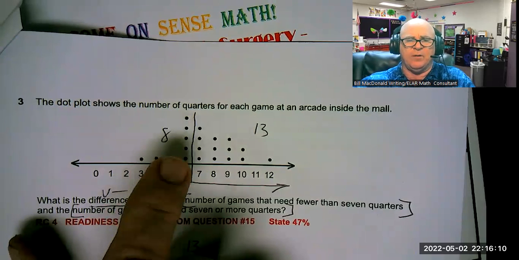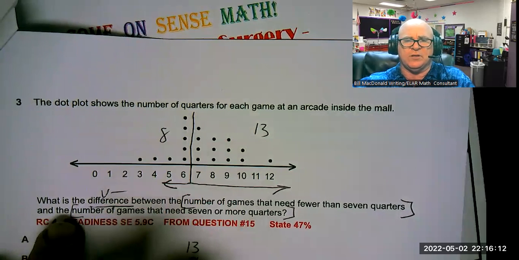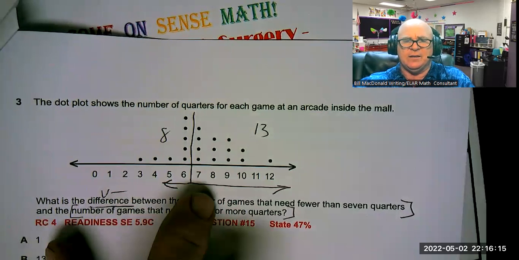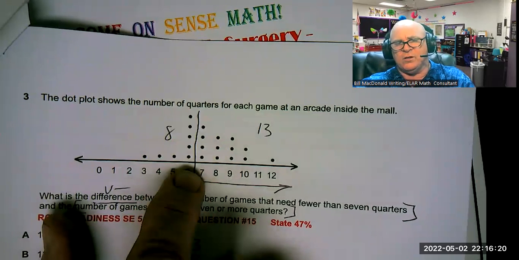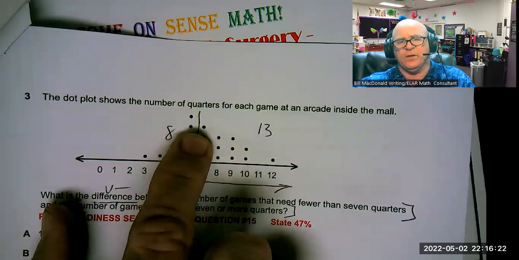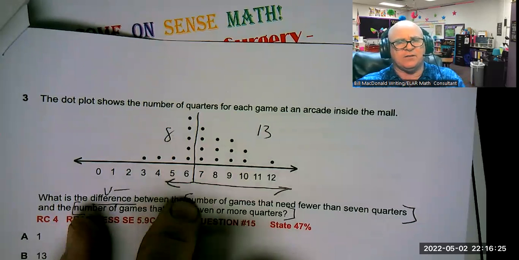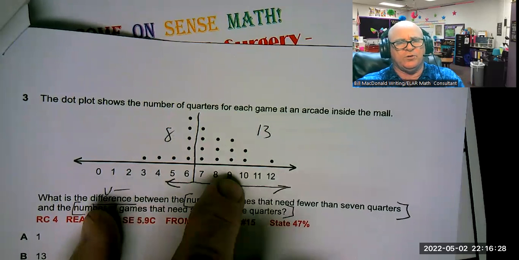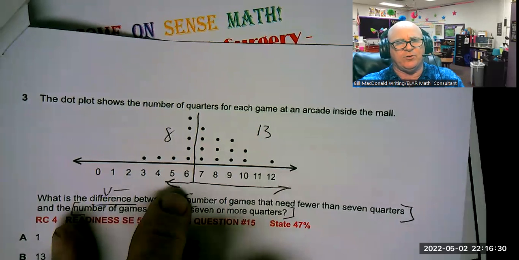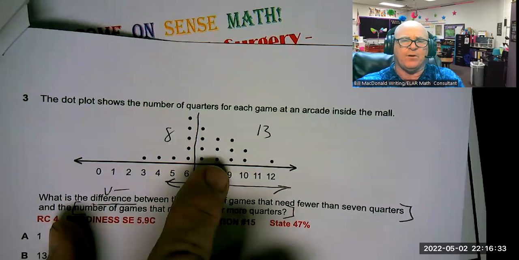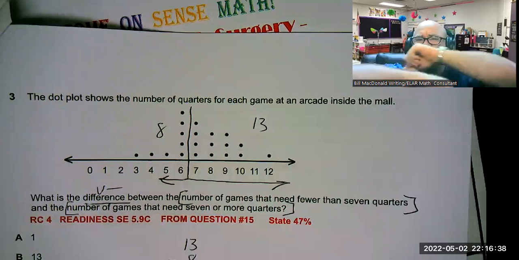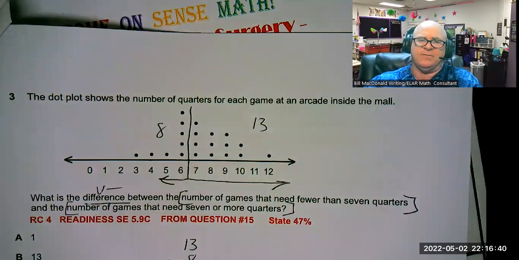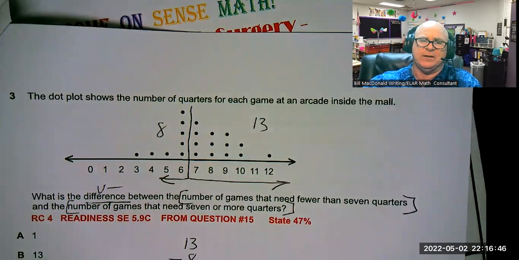And the number of games that need 7 or more. Since I've already got 7 on the opposite side, I don't need to draw another vertical line. I can just draw to the right, and then I can count how many are 7 or more. 1, 2, 3, 4, 5, 6, 7, 8, 9, 10, 11, 12, 13. So the difference, you subtract, of 8 and 13 is 5 games, letter D.